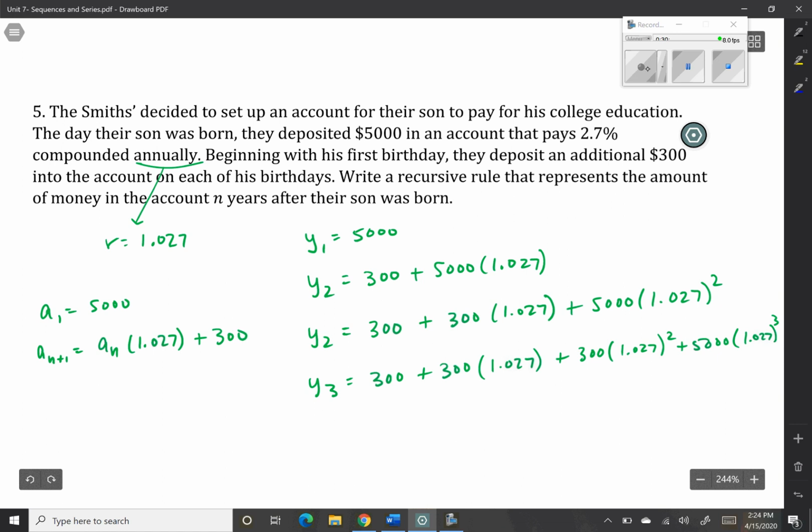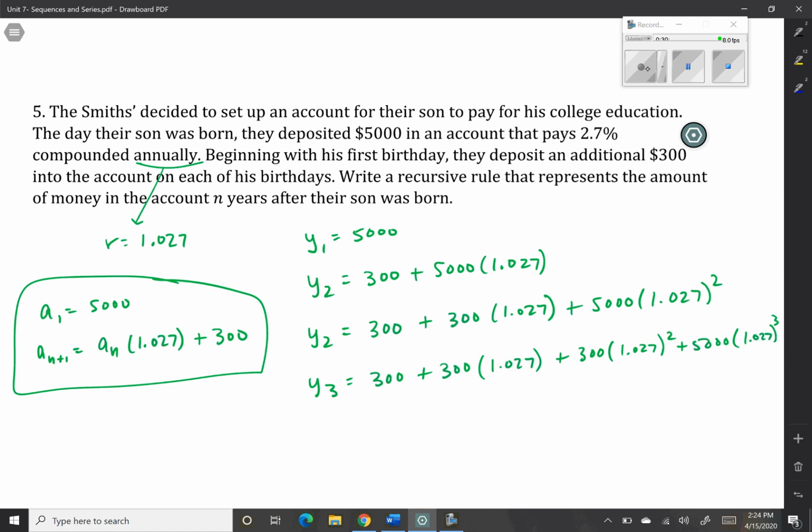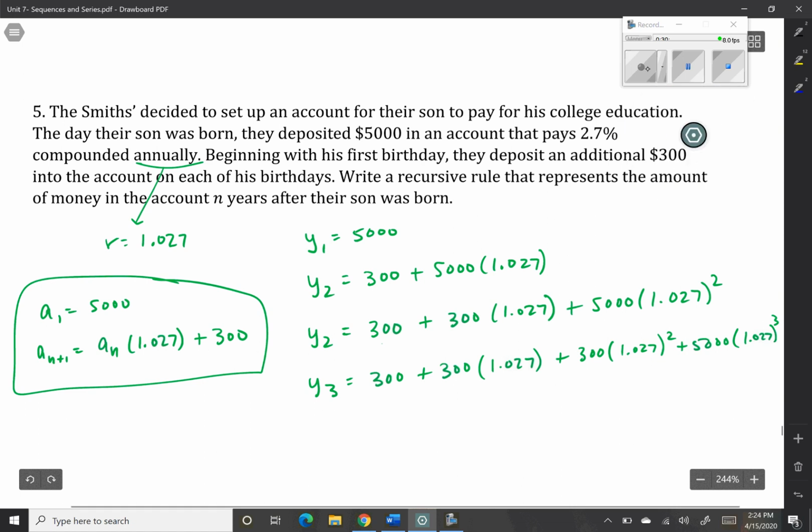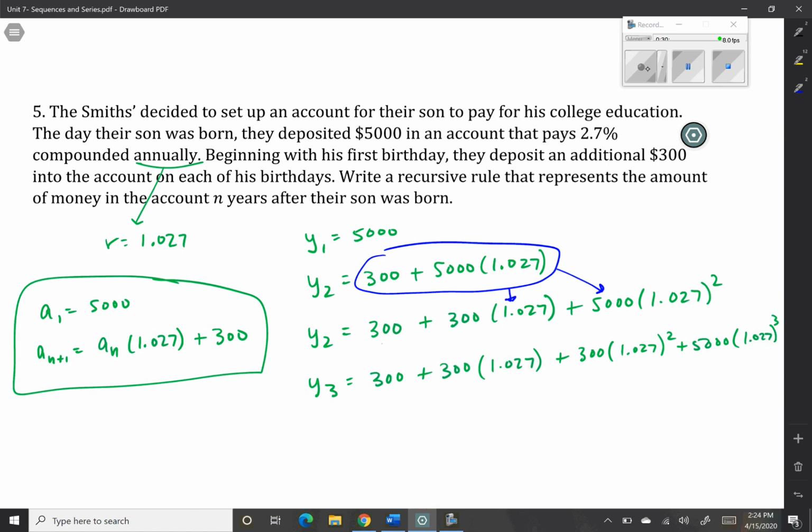Now, when you're looking at it, this recursive formula looks a lot different than what I wrote out here, but it's saying the same thing. When I found year two, I added $300. That's this 300. And then whatever the previous year was, I'll circle that in a different color here. This was the previous year's value. I multiplied each one of those pieces by another 1.027. That's how I'm getting from one year to the next. So there's your recursive rule for this formula.